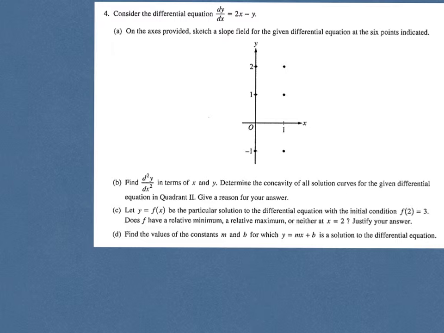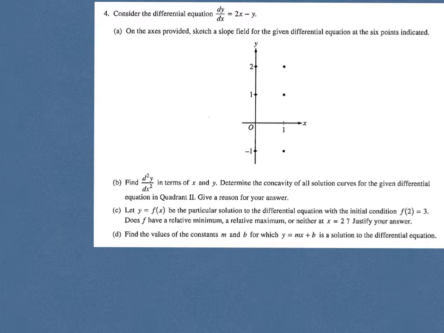The second part, they want you to find that second derivative in terms of x and y. Please remember that when you do this, you have to think of the chain rule, because when you take that derivative, you have to deal with the fact that y is a function of x. So think of the chain rule as you're working on that one.